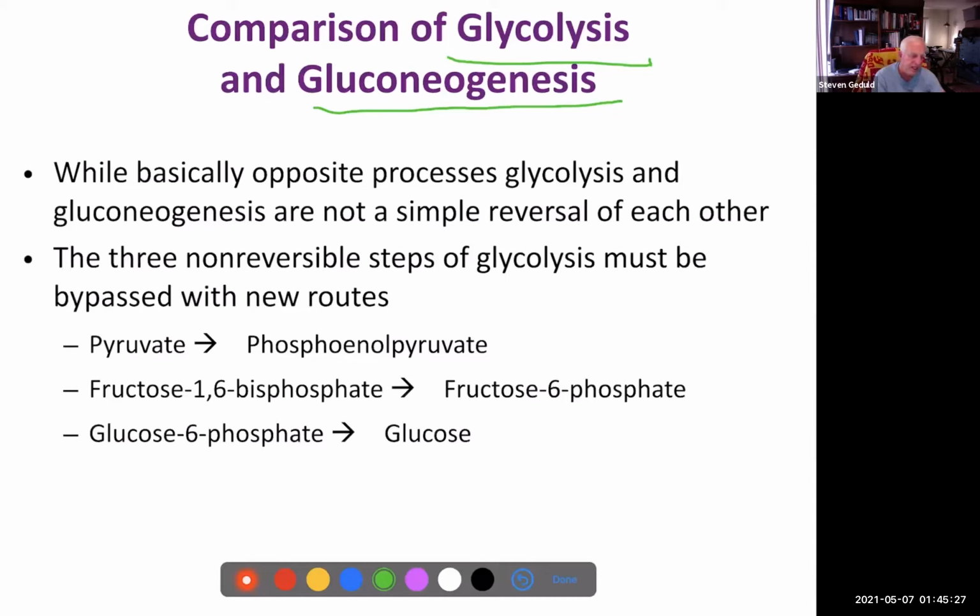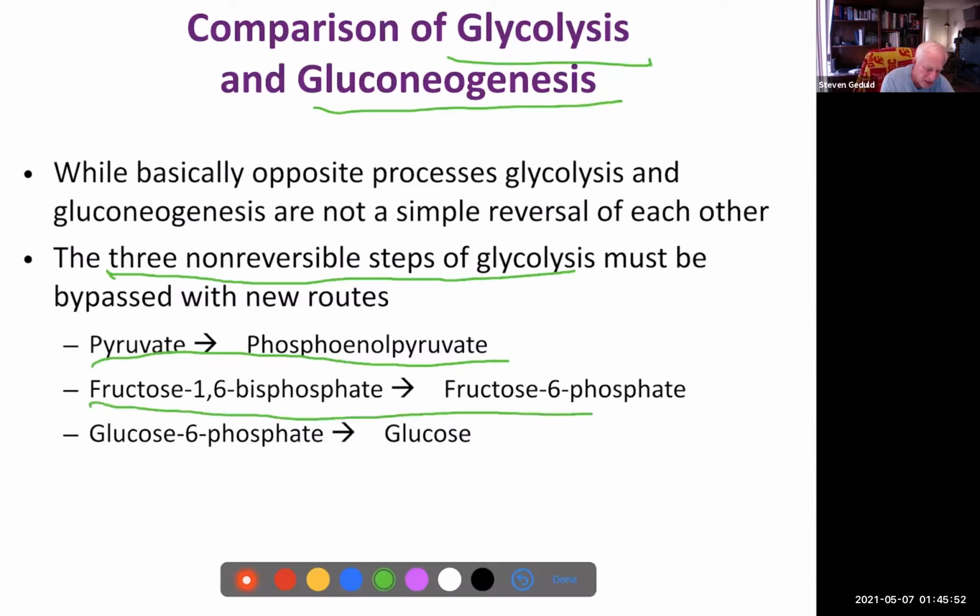So there are 3 non-reversible steps of glycolysis. So you've got to find a new way around that. From pyruvate, you can't go back to phosphoenolpyruvate. I think it was step 10, where phosphoenolpyruvate went to pyruvate. That can't go backwards. Fructose 1,6-bisphosphate cannot go back to fructose 6-phosphate.